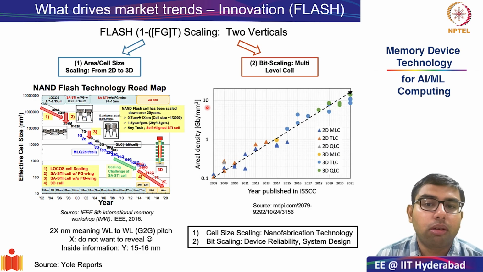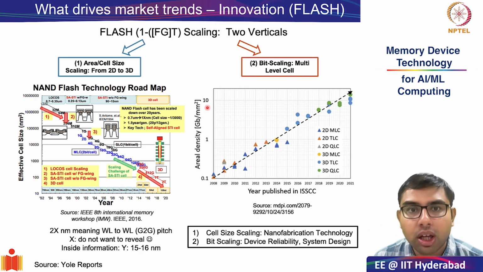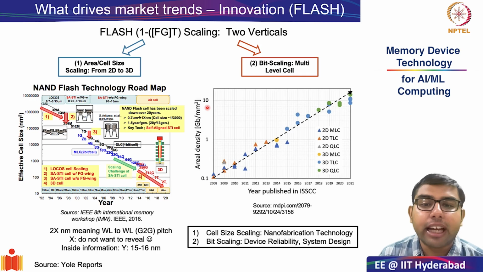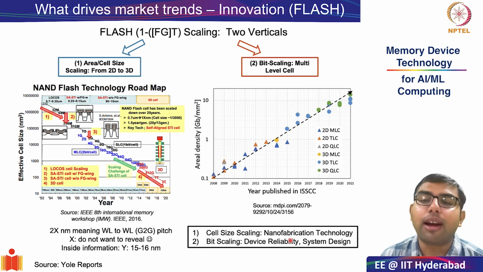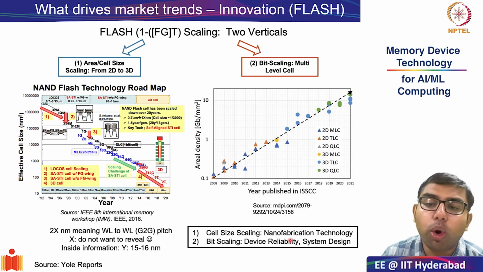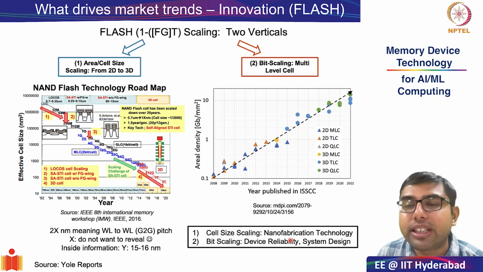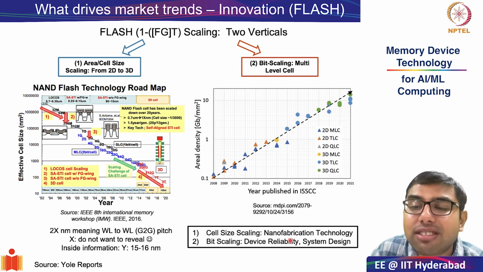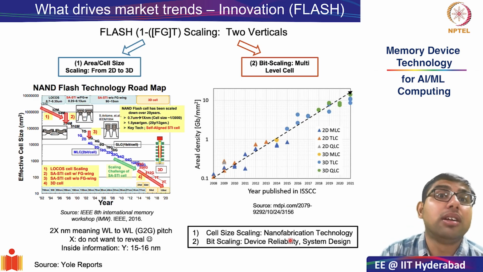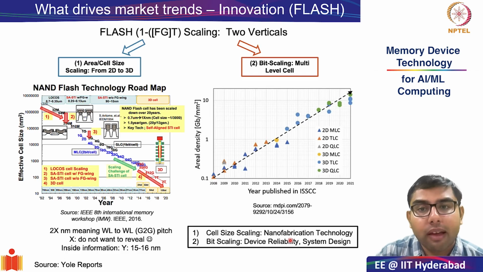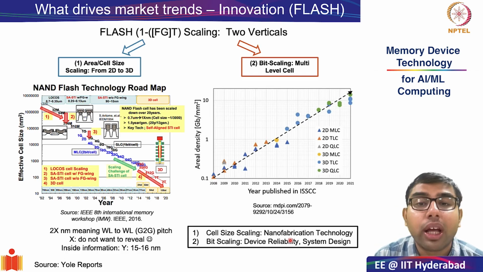So in principle, the two dimensions of flash scaling have involved size scaling, that is, scaling the area or the size of the individual cell, and this was possible through advances in nanofabrication technology, and also bit scaling. That means putting more logical bits into the small footprint, and this was enabled, as we will see, through improved device reliability and more complicated system design. Why? Because now your peripheral circuitry does not just need to recognize zeros and ones, but multiple levels. We will discuss more about that in the future.